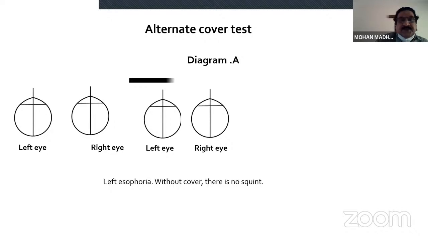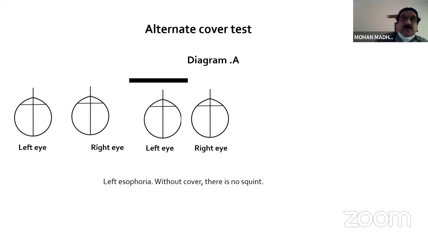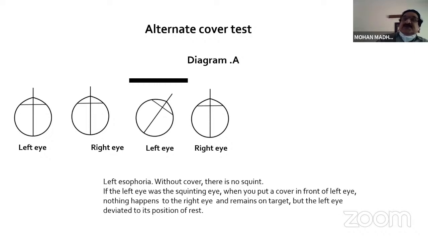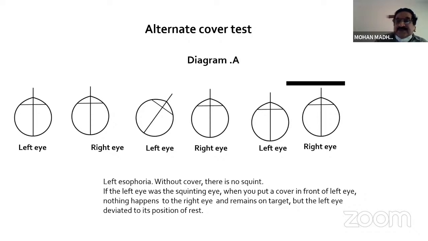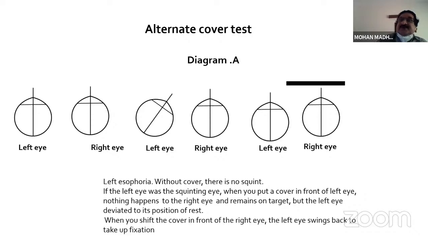Now what happens? Suppose you put a cover on the left eye, which is esophoric originally. It no longer has to look at the object, so there is no effort on the fusional vergence system. So it goes to its original lazy position, that is the adducted position of the left eye, which we call esophoria because it's adducted. Now when you shift the cover to the normal eye, the left eye comes back and refixates.